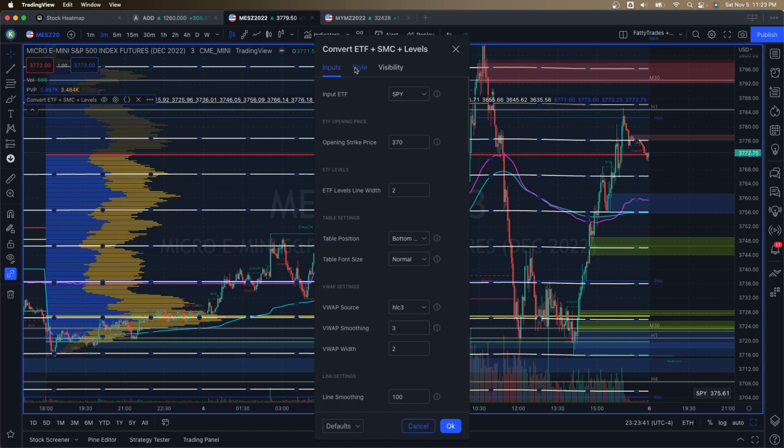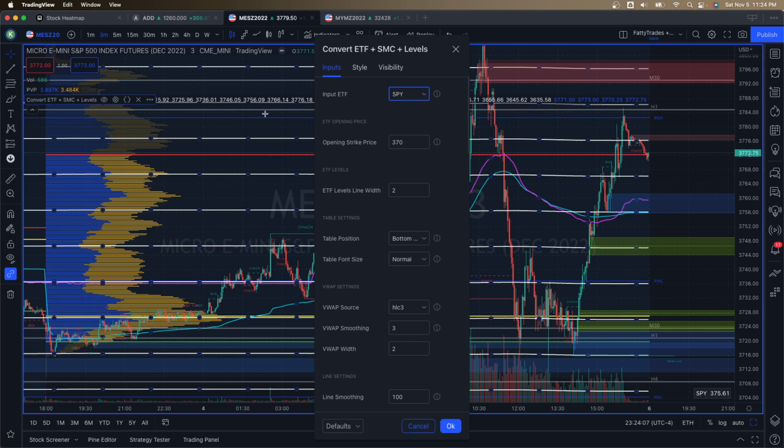The first thing we want to do is choose the ETF that we're converting from. If you're trading on ES or MES, you should convert from SPY. If you're trading on NQ or MNQ, you should convert from QQQ. If you're trading on RTY or M2K, you want to convert from IWM. Or lastly, if you're trading the Dow on YM or MYM, then you want to convert from DIA.